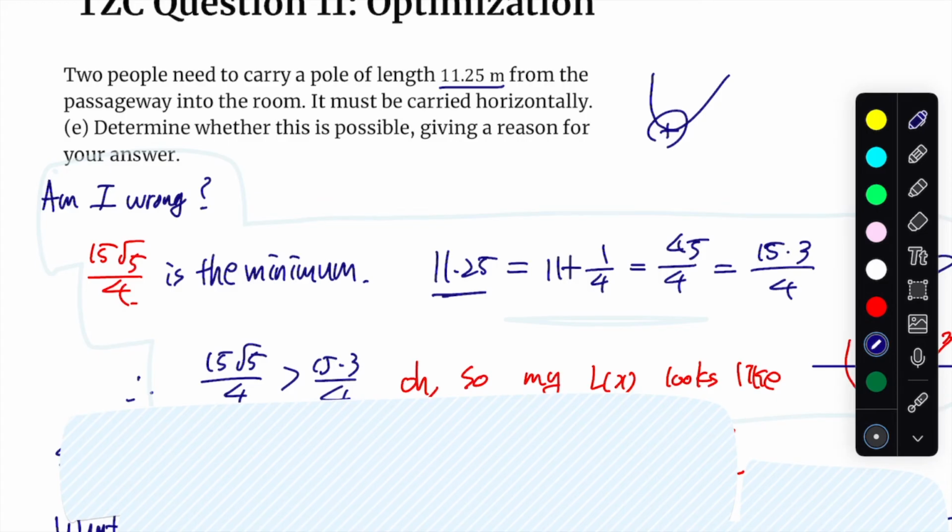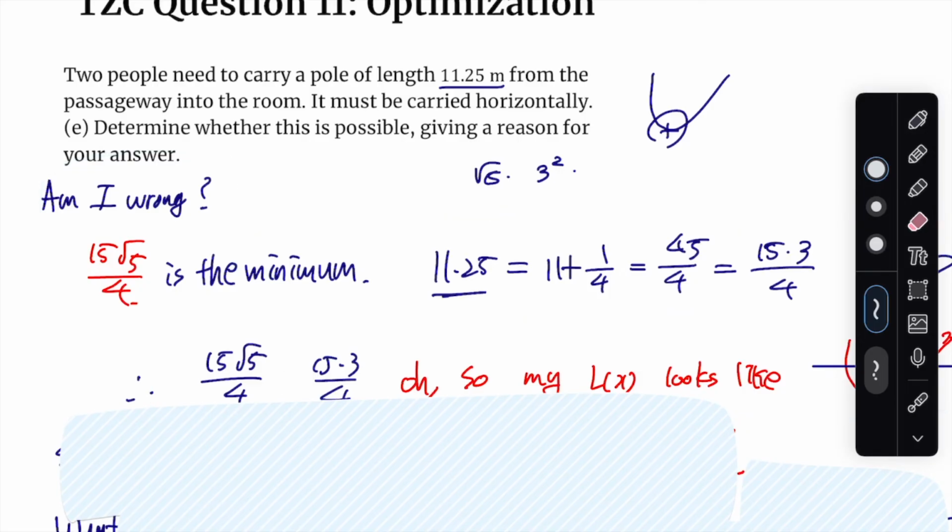But for the comparison, it's probably better to use the fraction. And then it becomes 15 times 3 over 4. So all you got to do is to compare between root 5 and 3. And as you know, root 5 and then the 3 squared. Okay, oops, sorry. 3 is bigger, right? Because 3 squared is 9 and root 5 squared becomes 5, and obviously 9 is bigger, so square rooting it would preserve the inequality. So then I know 15 times 3 over 4 is bigger, right?